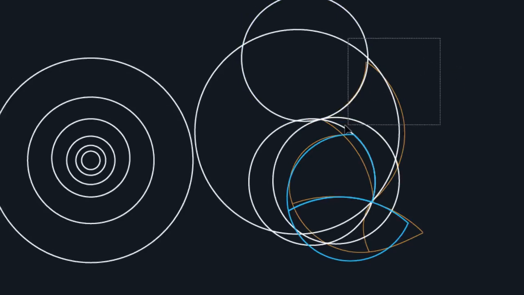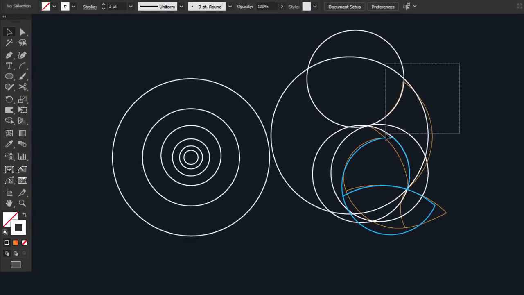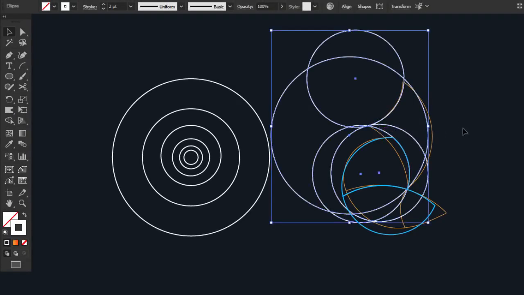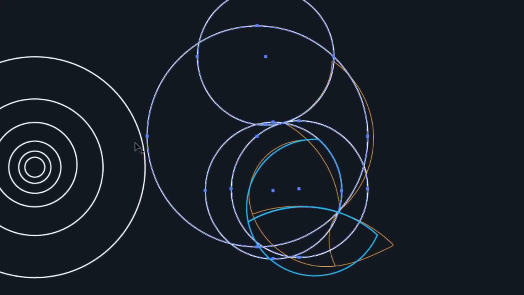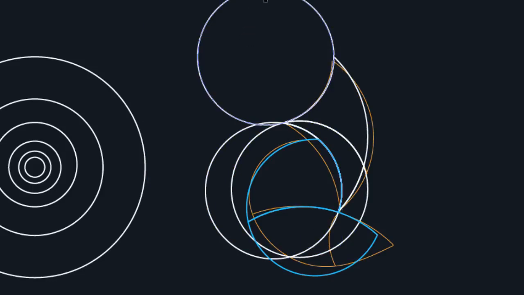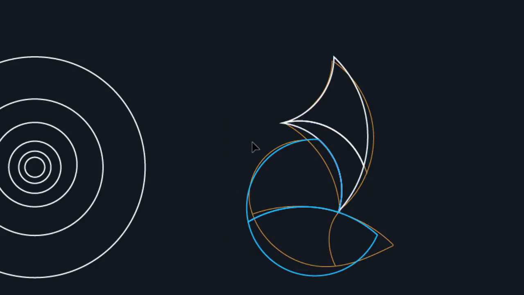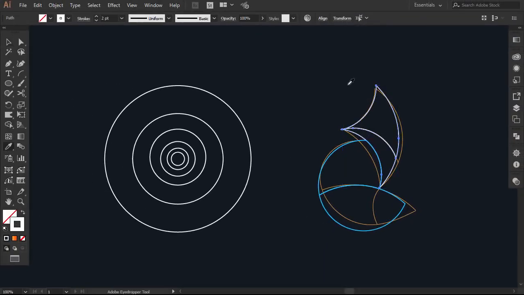Okay, select the white circles. And with the Shape Builder, drag on the neck and the head parts. And then take off the useless parts. Okay, this is our fox outline gridded with the golden circles.